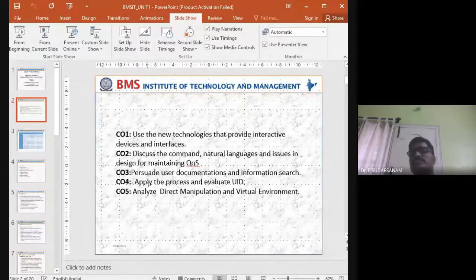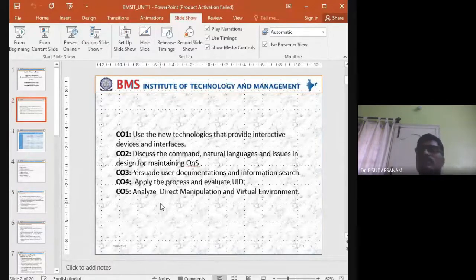Apply the process and evaluate the user interfaces. By the end of this subject, you will be able to develop for your business models also. Next, you can analyze direct manipulations and virtual environment. You can analyze what's happening, which business is best, all these things. So you can get the data. Nowadays everybody is speaking about data. You can take the data, see what's happening there, analyze it, and go according to your own business or whatever it may be.